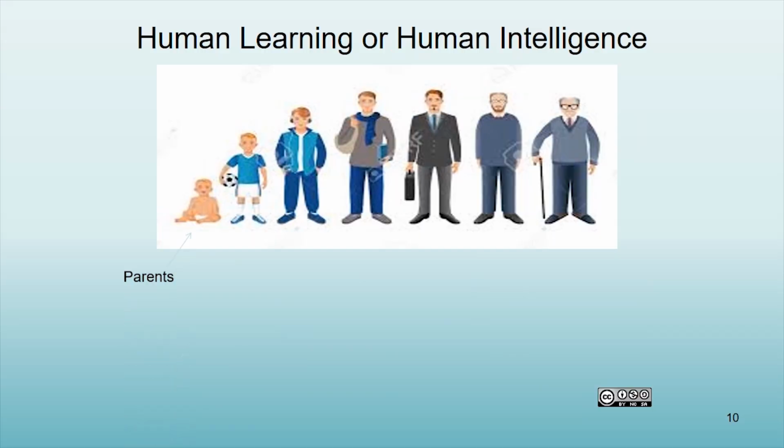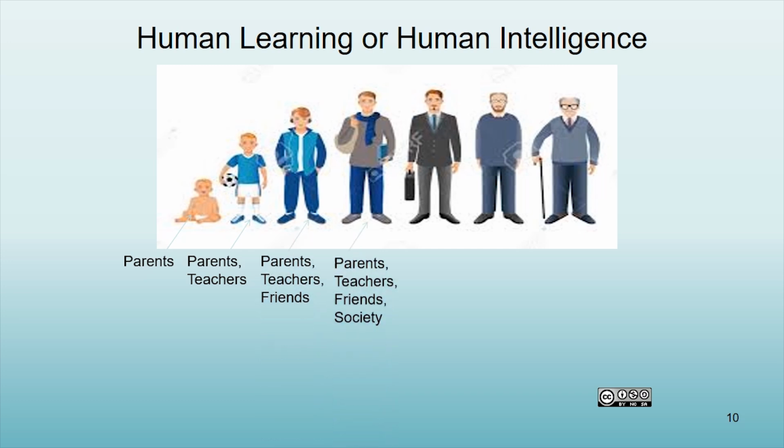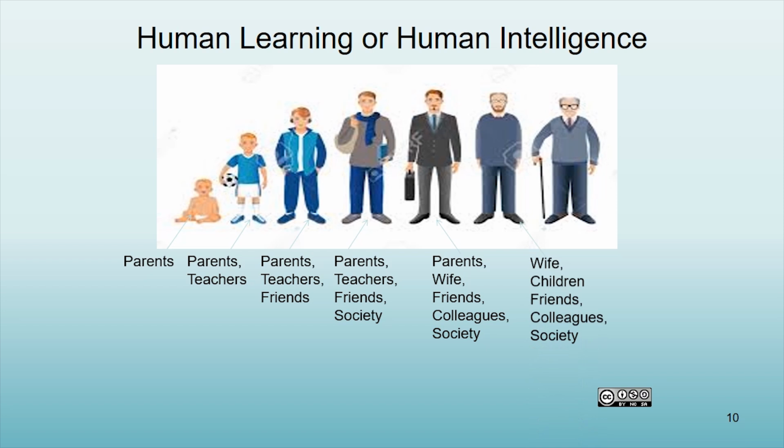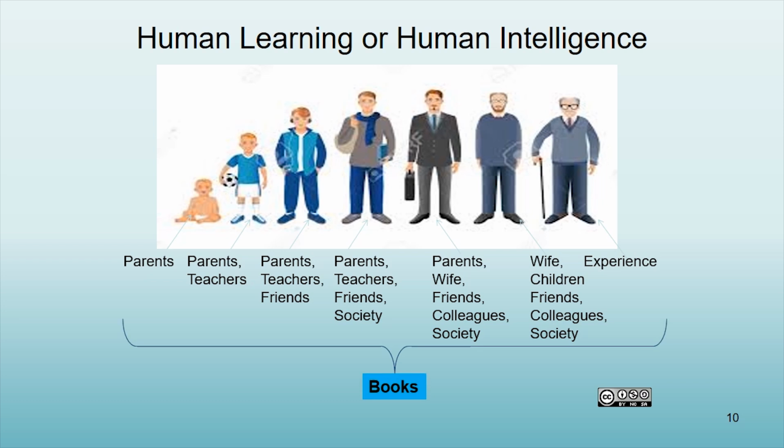Over the period, so many people are involved: in the kid form, parents and teachers; in the child form, parents, teachers as well as friends; in the adult form, parents, teachers, friends and society; in the young form, parents, wife, friends, colleagues, and so on, right? I hope you understand this evolution, how it evolved from a baby form to the elder form. So many people and so many things are involved, and all these happen to make the human learn. The human is learning everything from everyone, and automatically some sort of intelligence is built.